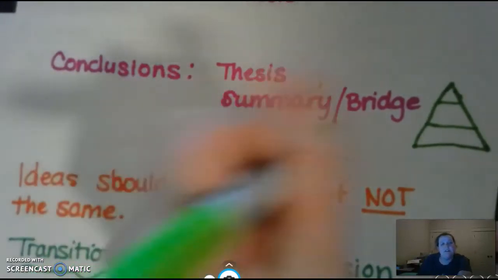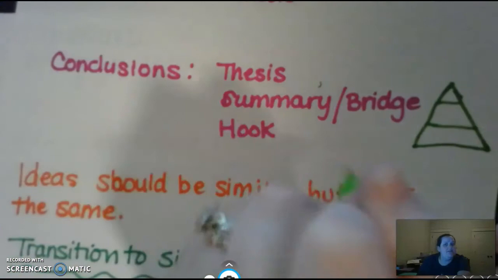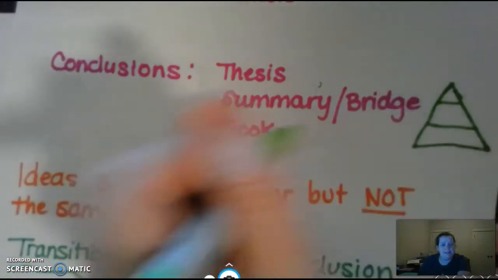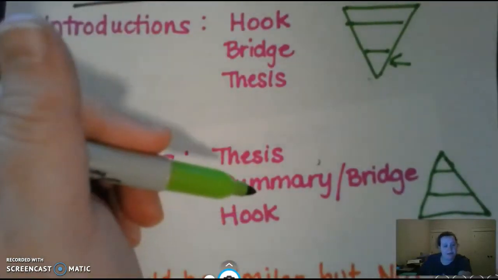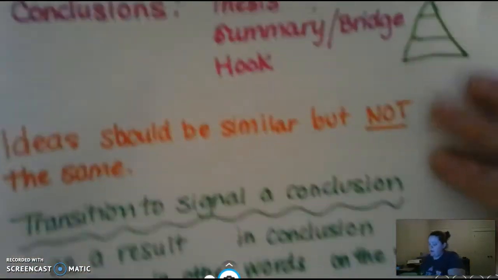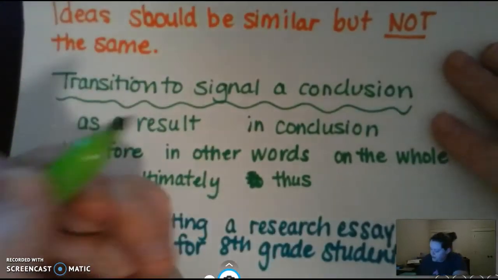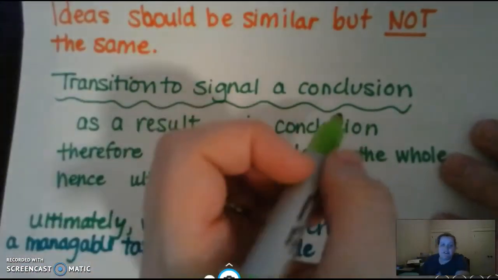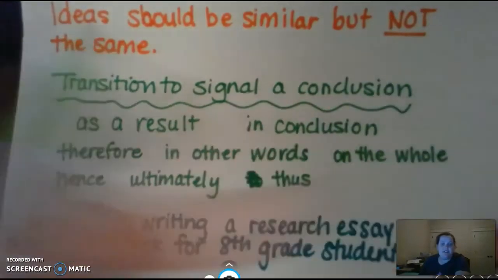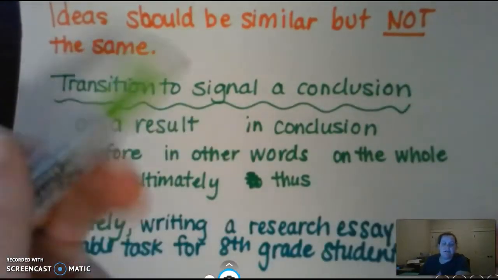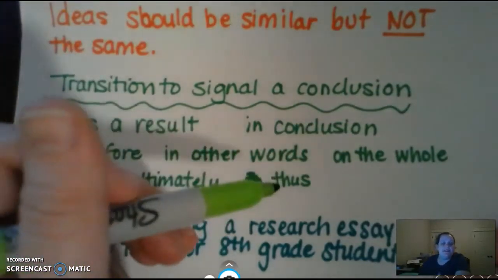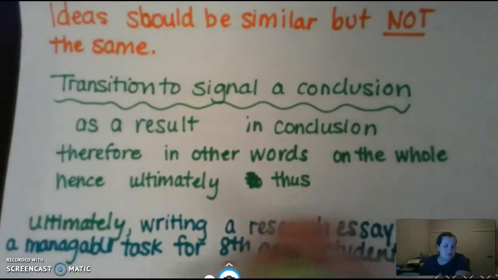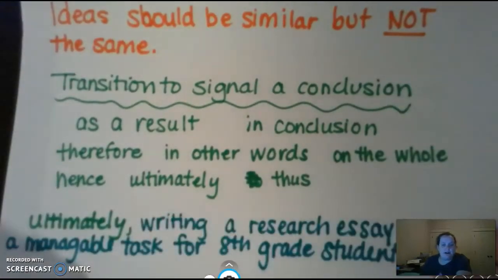Okay, your thesis statement, you're going to say in similar words. Your summary and bridge, you're going to say in similar words. And your hook should be completely different than your introduction. Okay, it should still deal with your topic, but I don't want to see the same hook twice. All right, so you're going to start your conclusion with a transition to signal that it is the conclusion. Okay, some of your options: as a result, in conclusion, therefore, in other words, on the whole, hence, ultimately, thus. Okay, you can look up some more if you would like, but these are some pretty common ones.